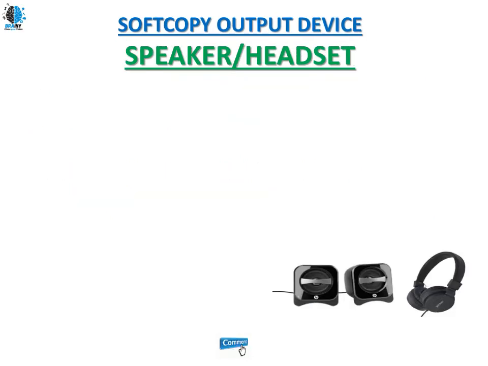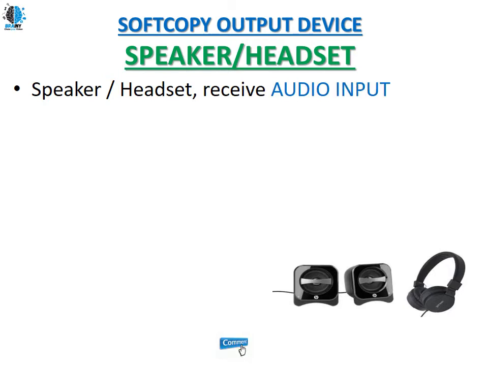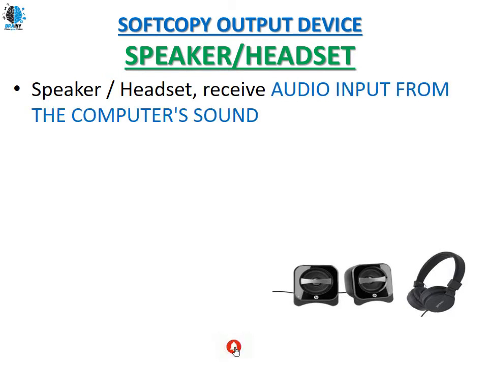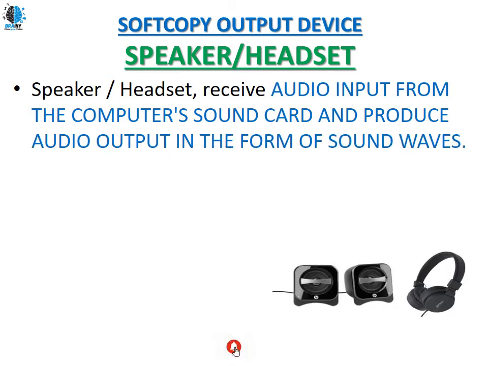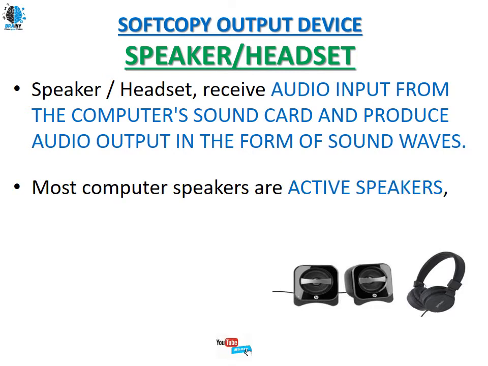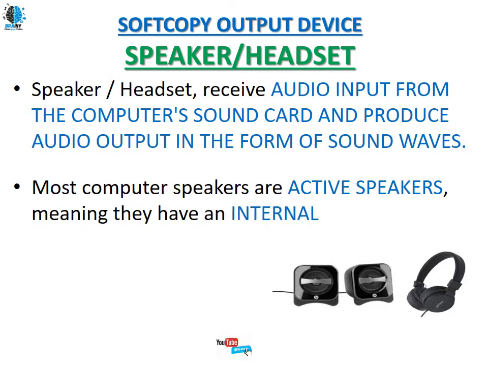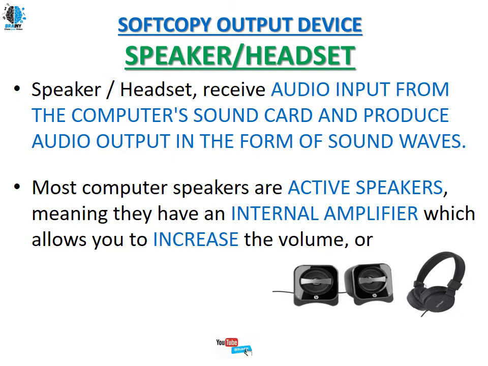Speakers and headsets are soft copy output devices of a computer system. Speakers or headsets receive audio input from the computer's sound card and produce the output in the form of sound waves. Most computer speakers are active speakers, meaning they have an internal amplifier which allows you to increase or decrease the sound, or the amplitude of the sound.